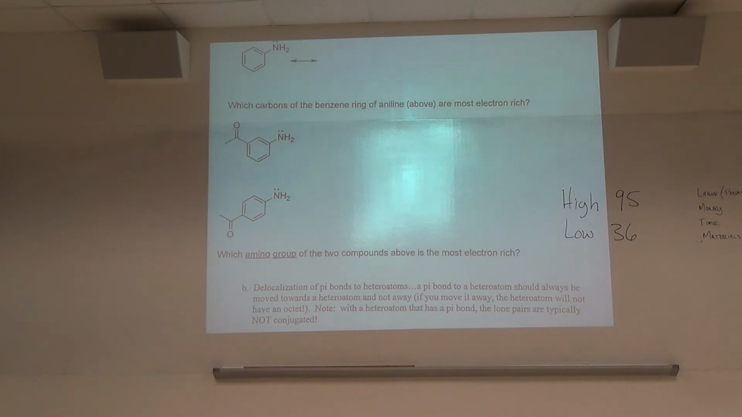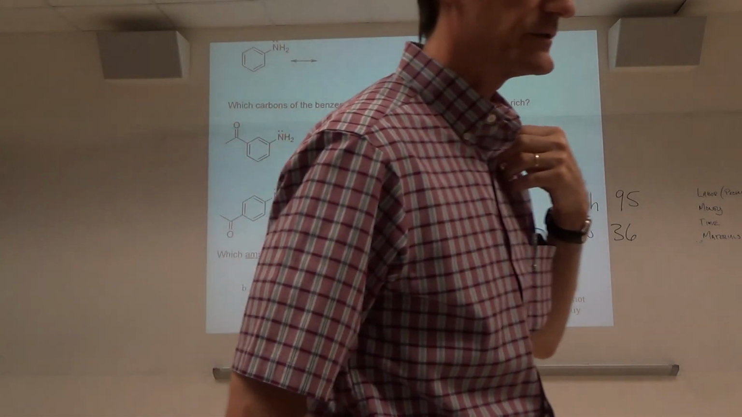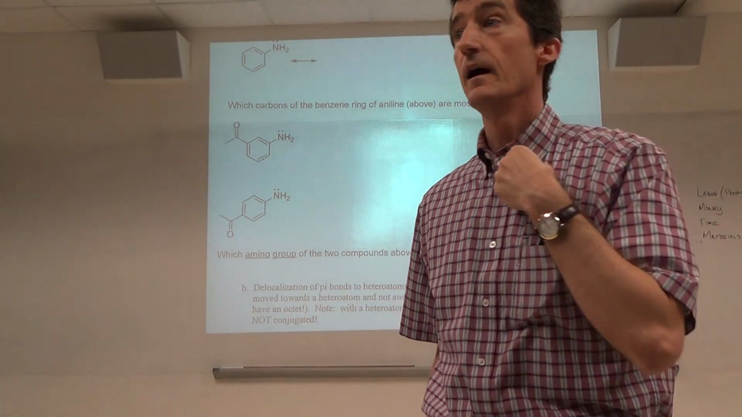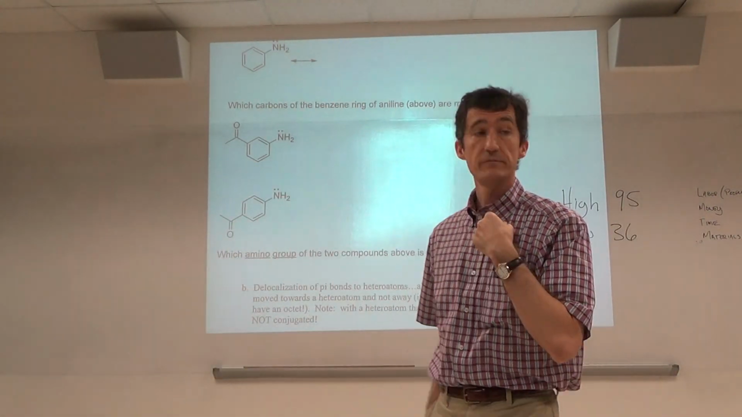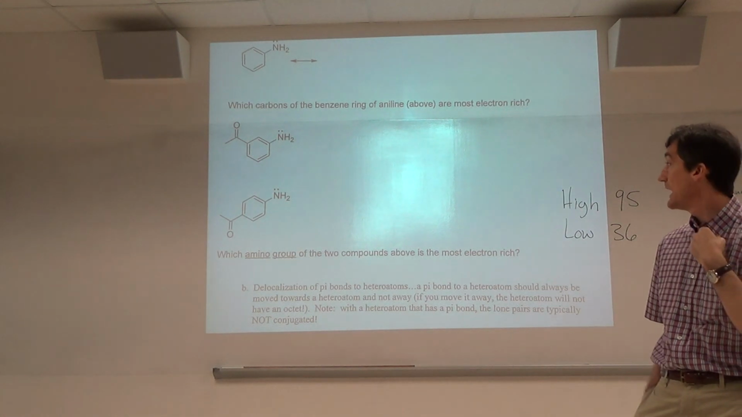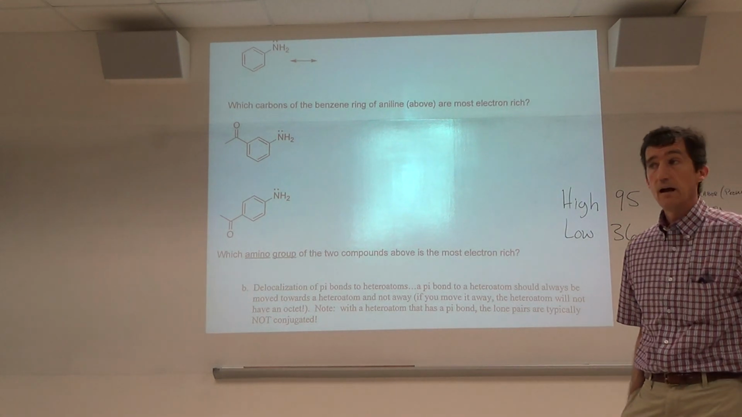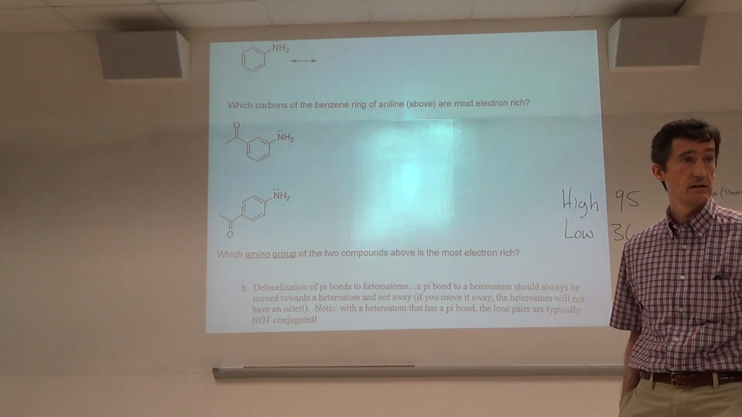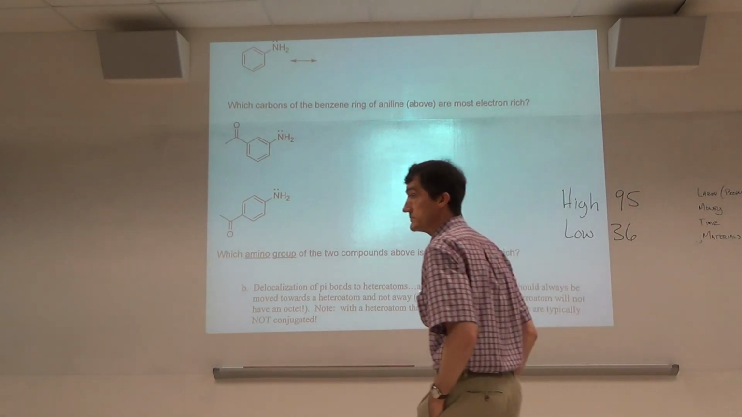How many additional resonance structures were drawn from the bottom one? 1 additional for the bottom? How many do you have drawn? How many resonance structures? 5 additional? 4 additional. How do you know there's 4 additional?